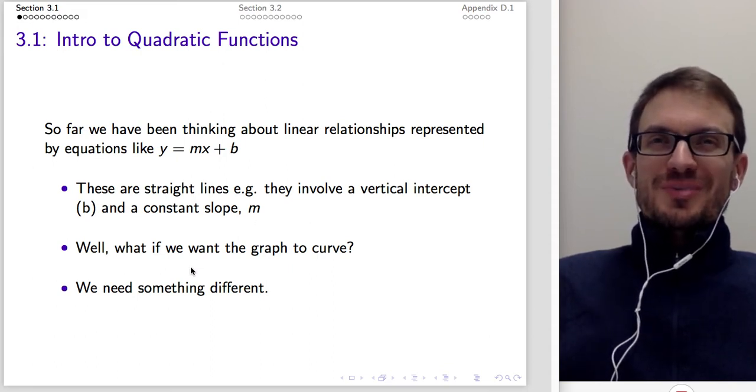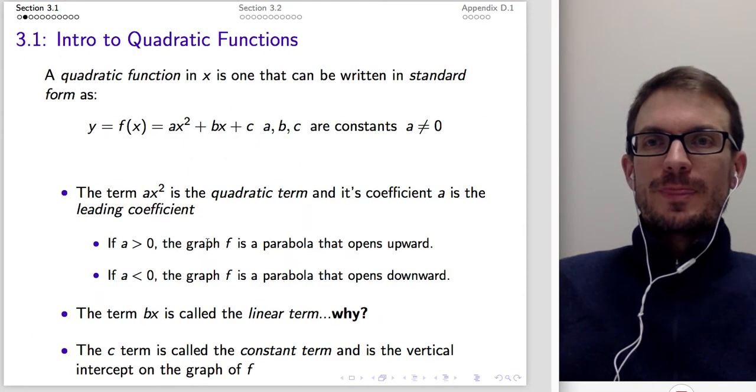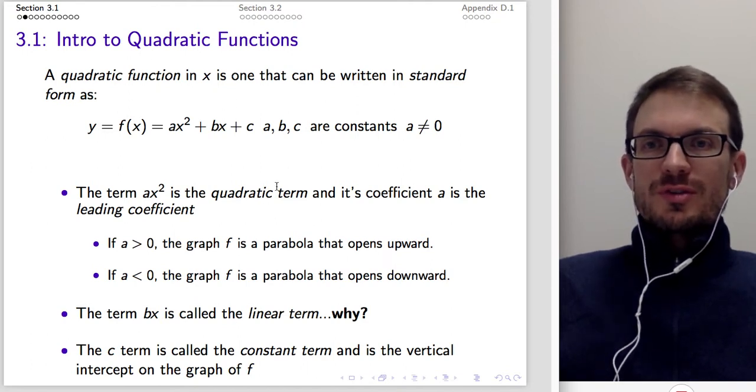So then the question is, what if we want to graph a curve? Now what do we do? Well, clearly we have to do something different. So here we have a quadratic function. First I'll introduce the theory, then we'll see some examples.